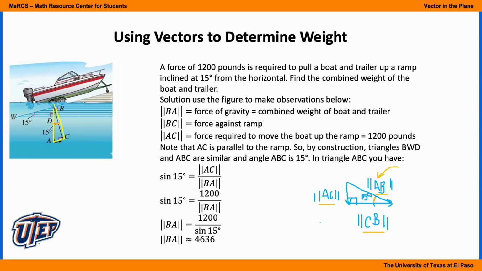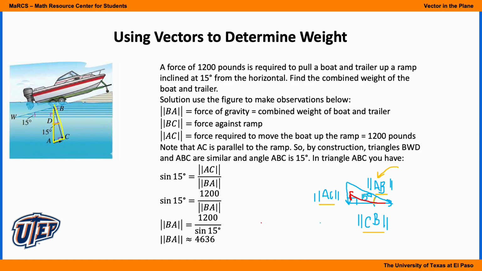So since we're given the 15 degrees, we can use the sine of 15 degrees. So we know sine is equal to opposite over hypotenuse. So the side opposite to this angle is AC, and then the hypotenuse is our force of gravity, so AB. And that's how we get this first step right here.